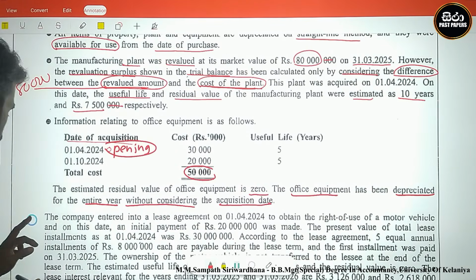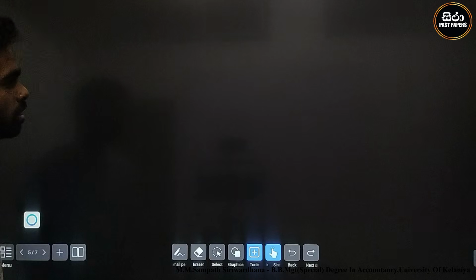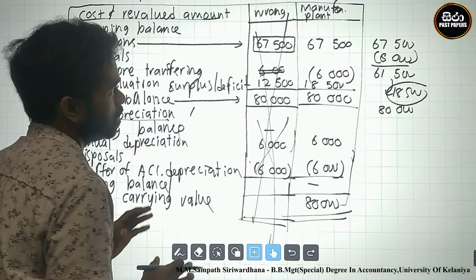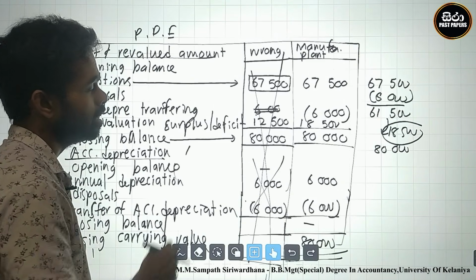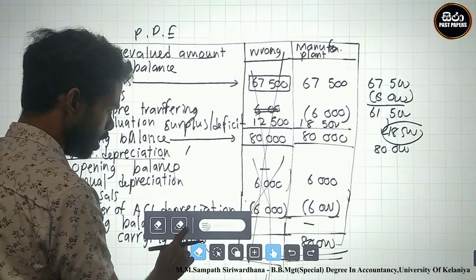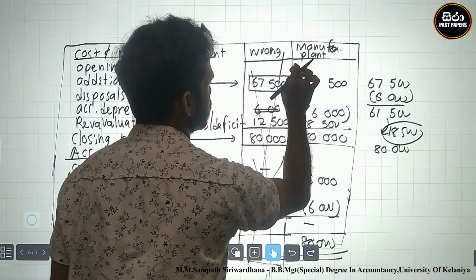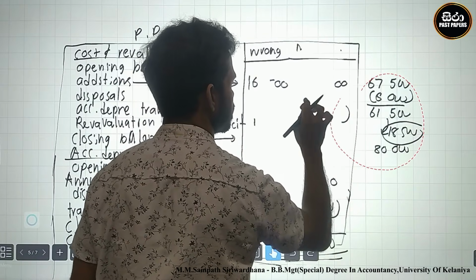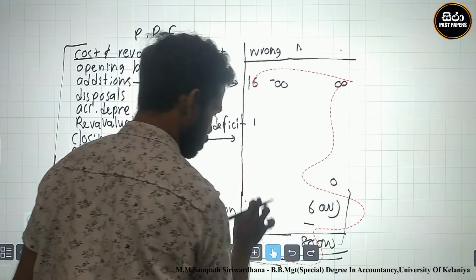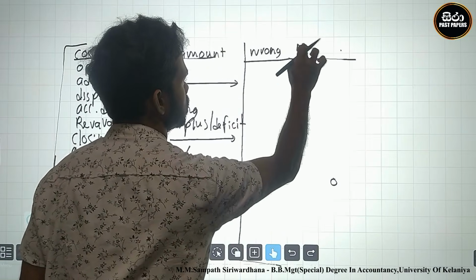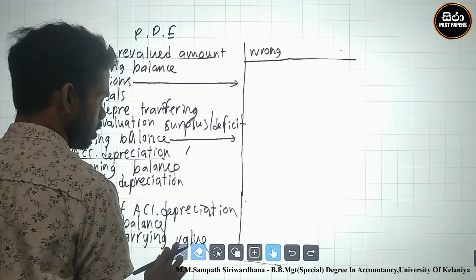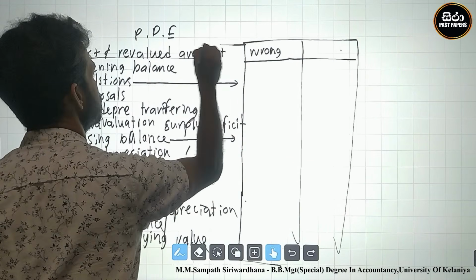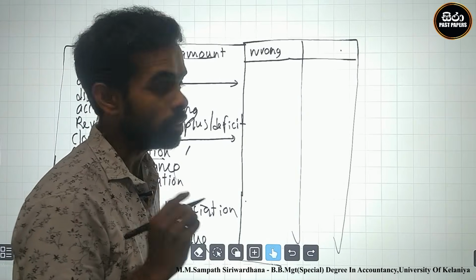Therefore we must identify the property, plant and equipment note. At that time we already identified the manufacturing plant. Therefore I use this structure. Okay, this is the manufacturing plant. Now I eliminate these amounts. I create property, plant and equipment, a note for office equipment.